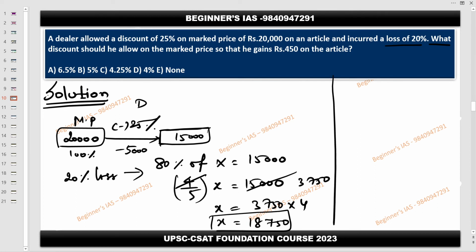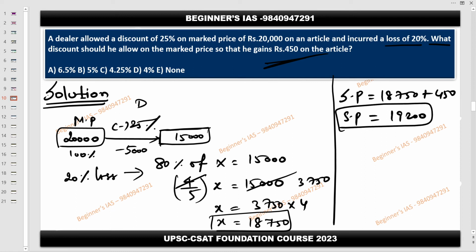Now listen, this is X. What would be the selling price in order to get the 450 gain? 18750 plus 450. So this is nothing but 19200. That is going to be the selling price.